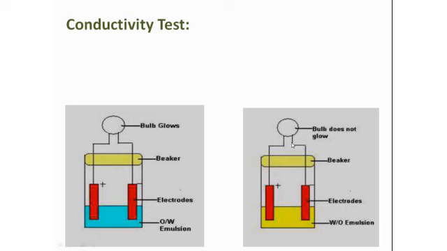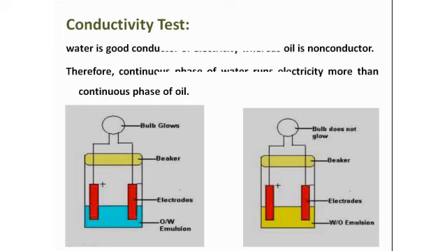But if we make the similar arrangement in a water in oil type of emulsion, where water is less in quantity and oil is more, the bulb will not glow. So this is the conductivity test. As we all know that water is a good conductor of electricity, therefore if the continuous phase is made up of water, this water helps the electricity to run faster and the bulb will glow, right? So this is the conductivity test.